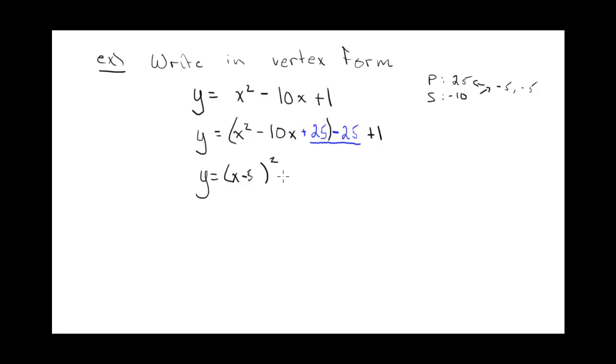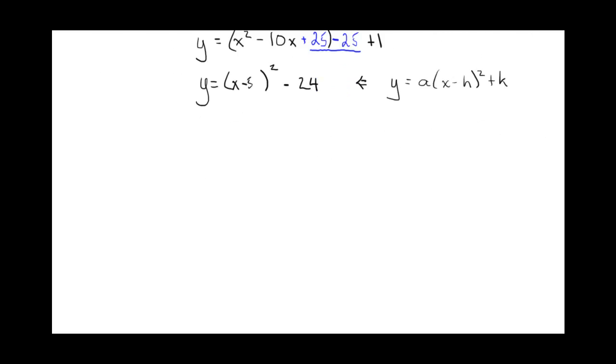So negative 25 plus 1 is negative 24. Lo and behold, vertex form. Right, y equals a(x minus h) squared plus k. A is 1, h is 5, k is negative 24.